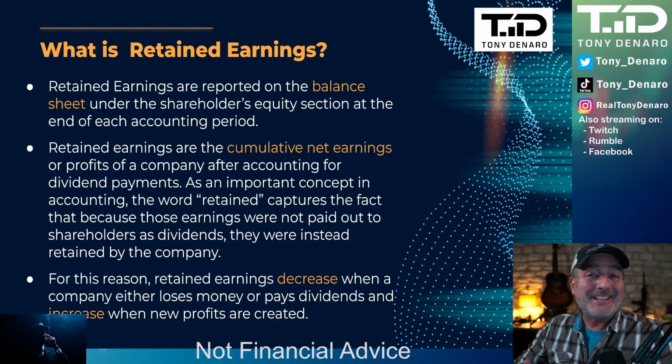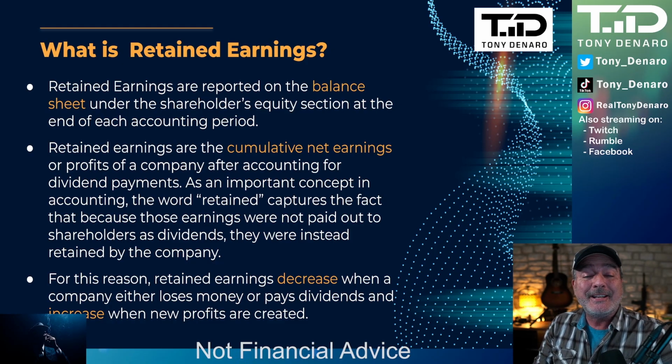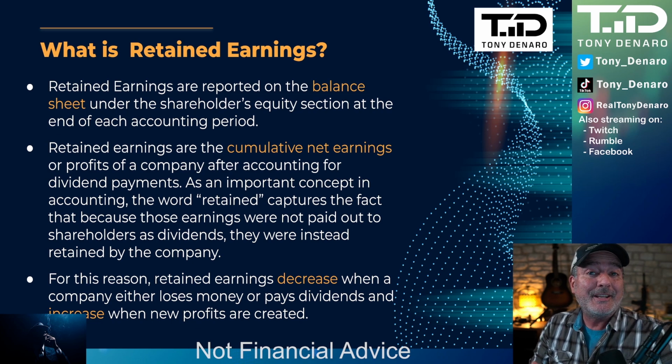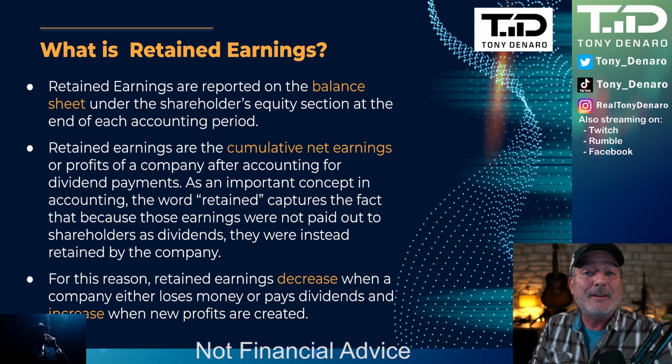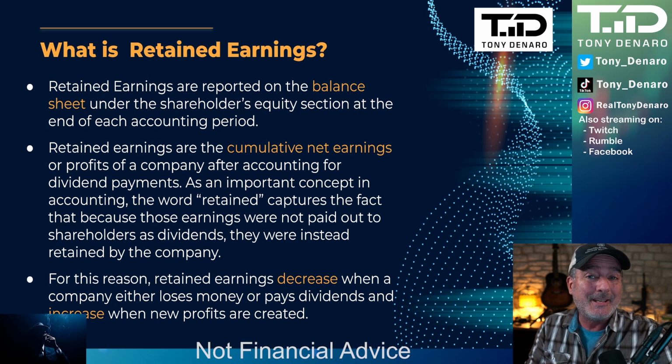For a very basic definition of what is retained earnings, think of it as the cumulative net earnings or cumulative net profits that a company makes each period, each quarter, after paying for any dividends. For the period that you're looking at, if a company loses money or pays dividends, then retained earnings is going to go down. If the company makes a profit, then retained earnings is going to go up. Retained earnings has a relationship to revenue, but it's not exactly the same as revenue.